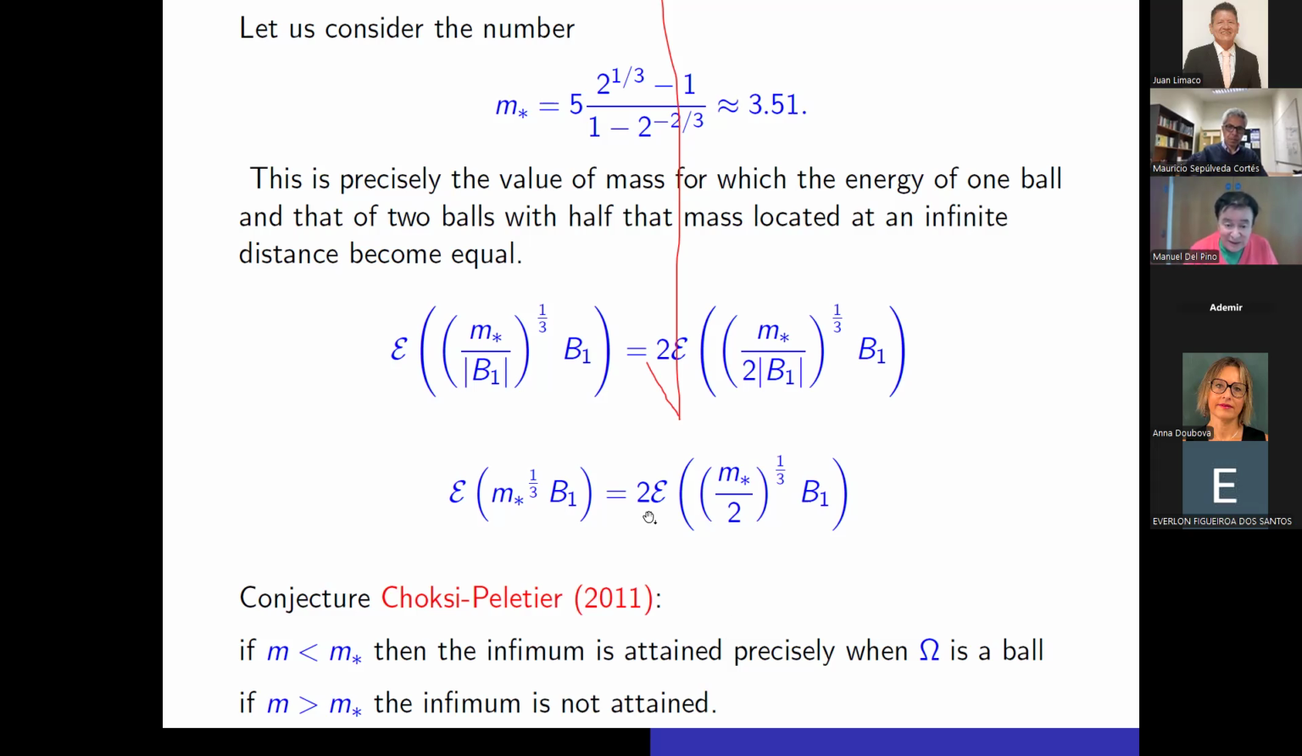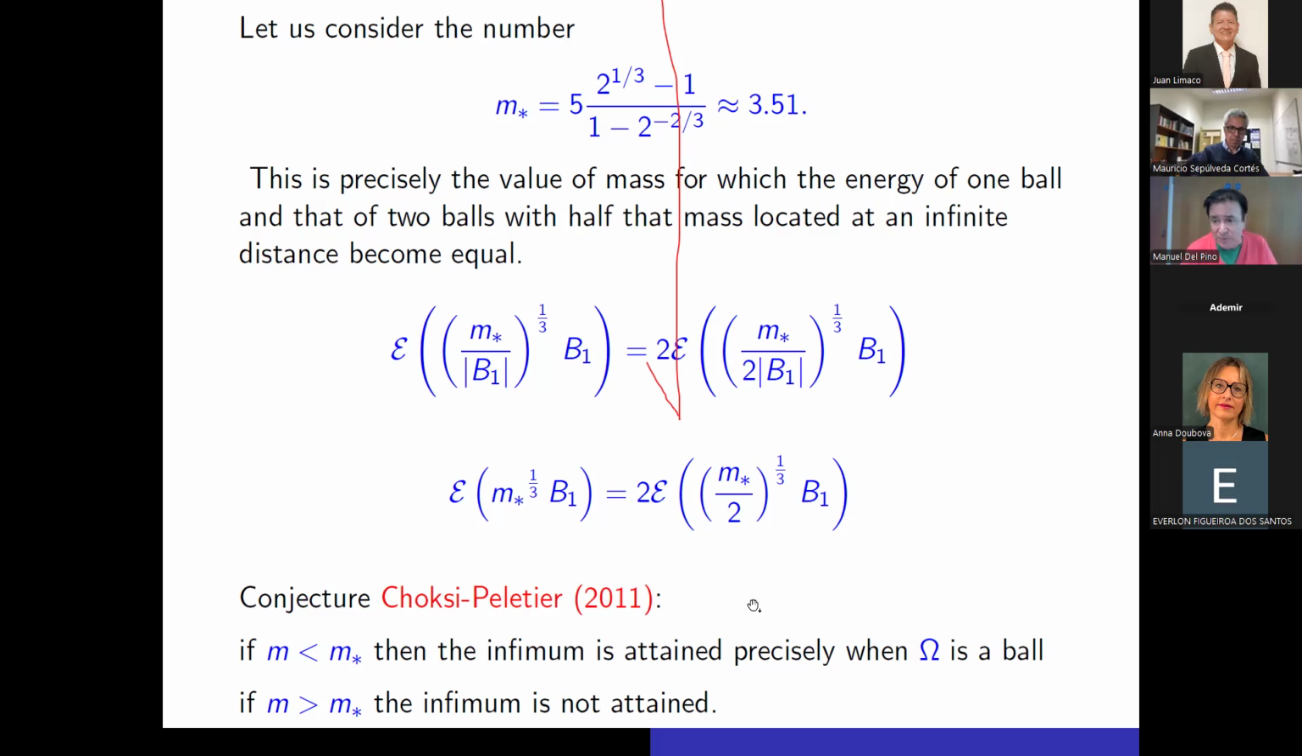It tells us that the ball, a single ball, cannot be a minimizer. In fact, it's not completely obvious from here, but it turns out that not only these two become equal, but actually, if you consider masses slightly bigger, this one to the right will be lower, okay? And that means that at least the ball cannot be a global minimizer. If there is a global minimizer, it's not a ball, okay? So this is the subtlety of this number m star.